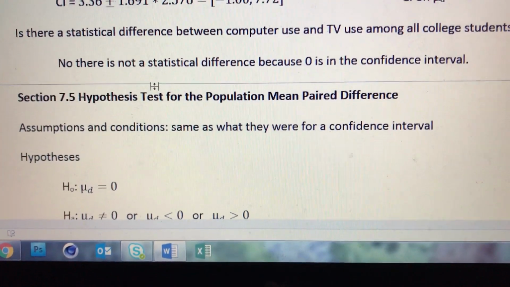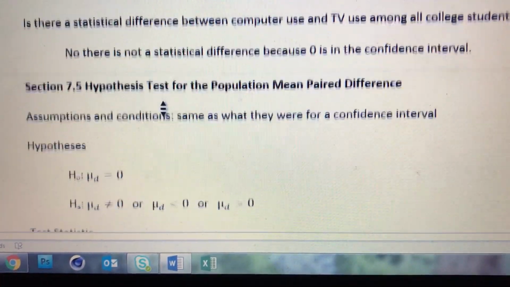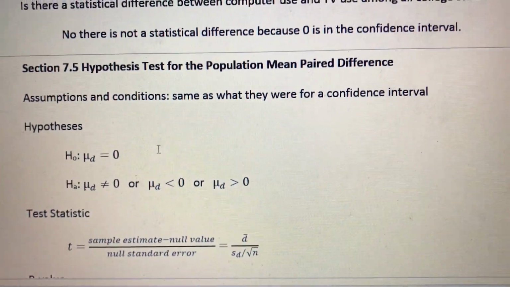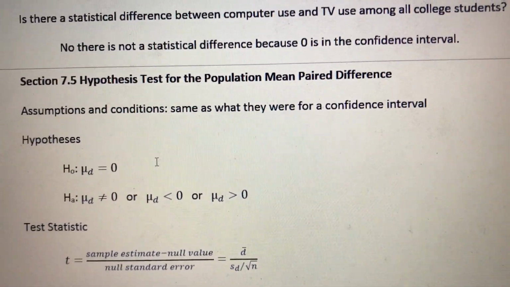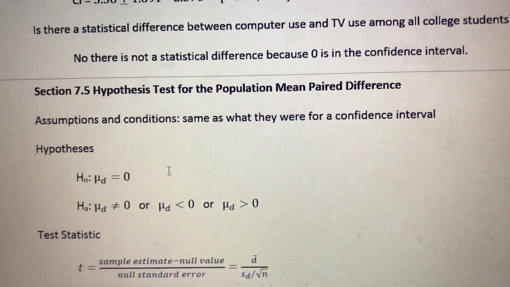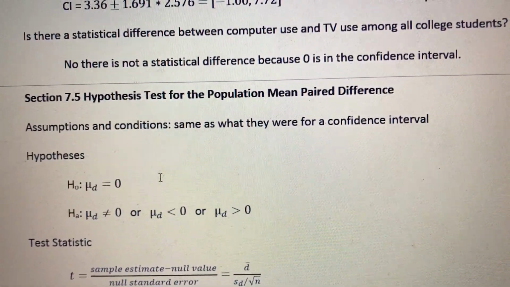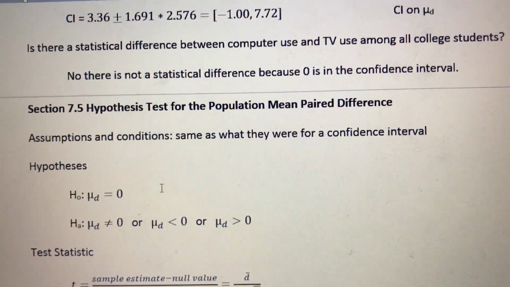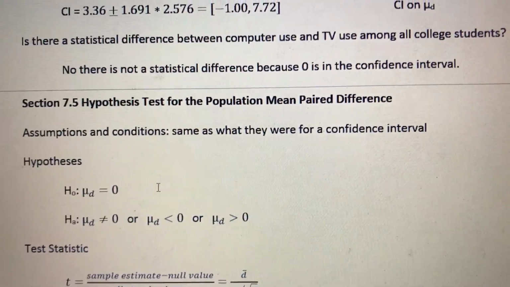Moving on to hypothesis testing for the population mean paired difference. Our assumptions and conditions are the exact same as what they were for a confidence interval. We do need a random sample. If the data is not normal, we need a sample size of at least 30. We do need a quantitative variable, and we do need paired data.